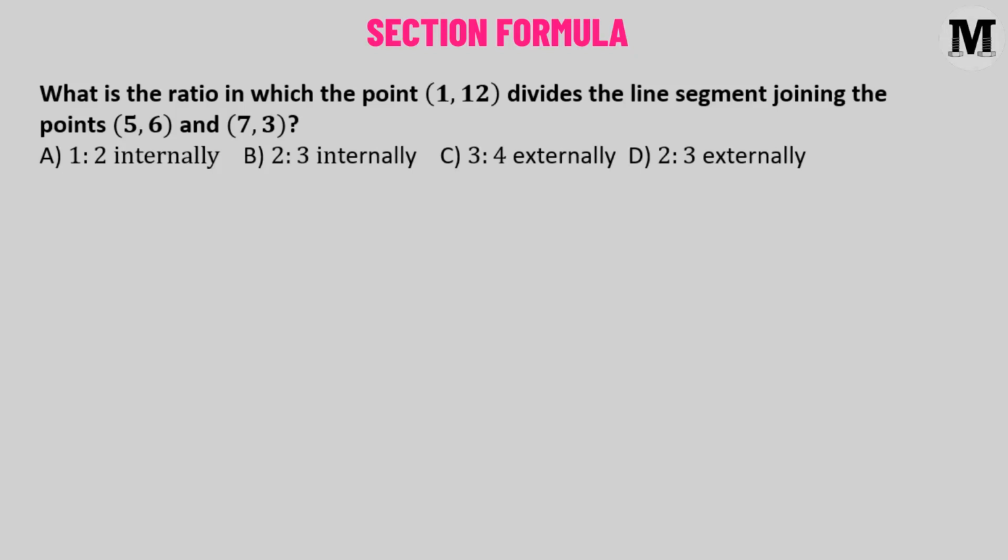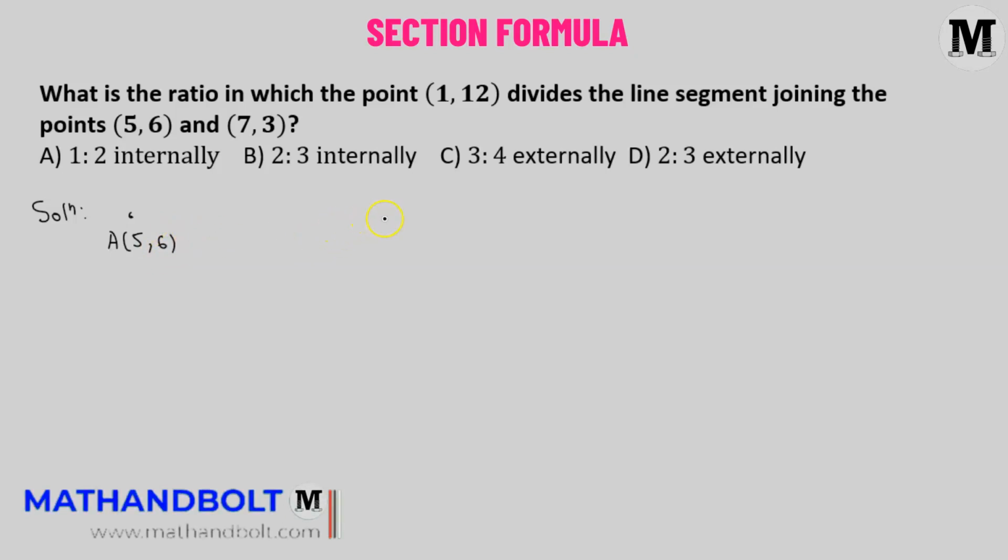What is the ratio in which the point (1, 12) divides the line segment joining the points (5, 6) and (7, 3)? So let us begin. We'll start with a point A. Let's say the coordinate of this particular point is (5, 6).